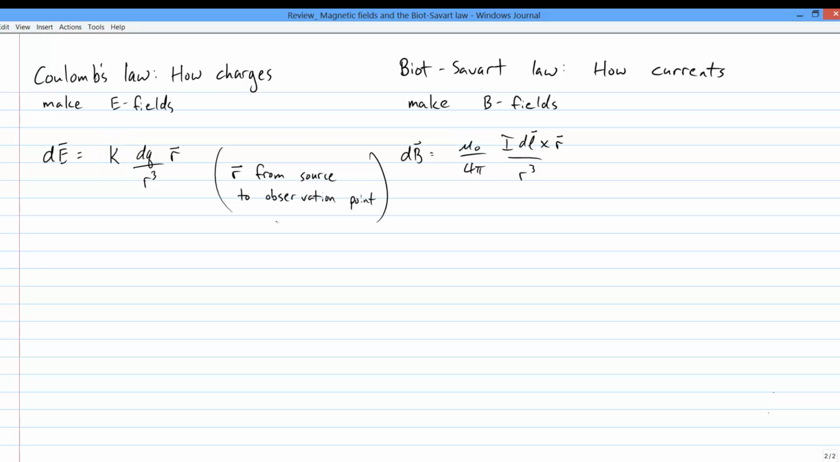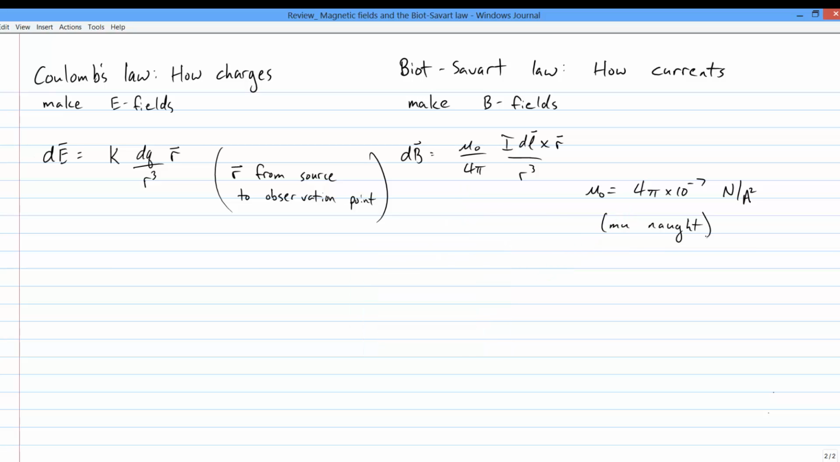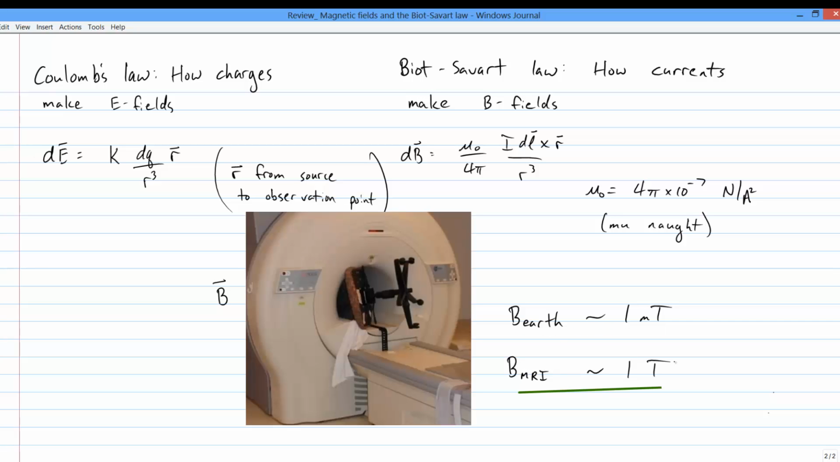In SI, mu naught, sometimes called the permeability of free space, is equal to 4 pi times 10 to the minus 7th with some units. And yeah, it's a little weird that our constant involves a 4 pi over a 4 pi, and there is a story behind that, but it's a bit of a tangent, so we won't worry about it here. The magnetic field itself, when working in SI units, is measured in teslas, indicated with a capital T. 1 Tesla is a fairly large unit. The Earth's magnetic field, for example, is on the order of milliteslas, and MRI machines that make really big magnetic fields give you something on the order of 1 or 2 Tesla.